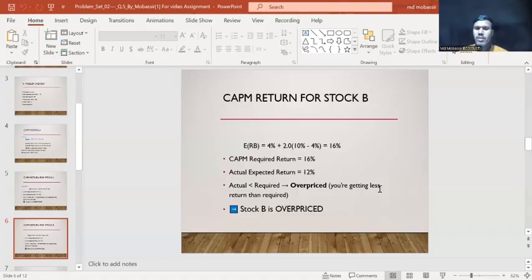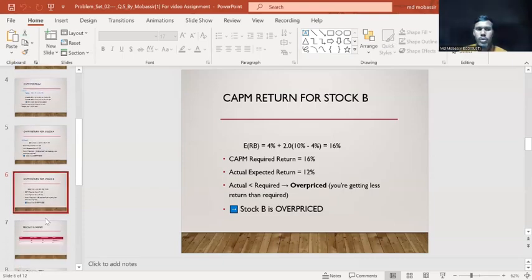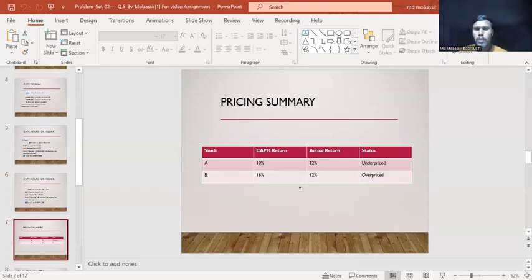when actual return is lower than the required CAPM return, the stock is overpriced. That means you are getting less return than required. And we can conclude that stock B is overpriced. And this conclusion is based on the CAPM formula and expected return, which is given in the question.